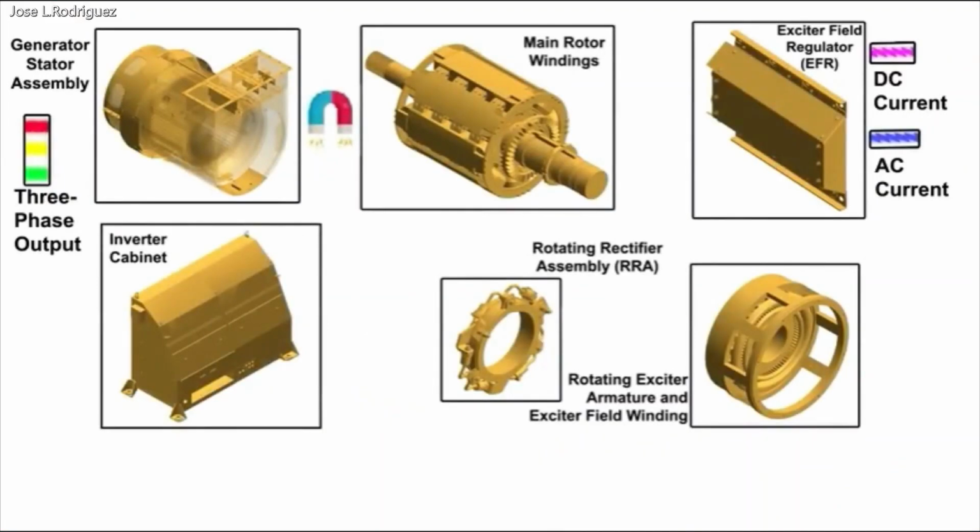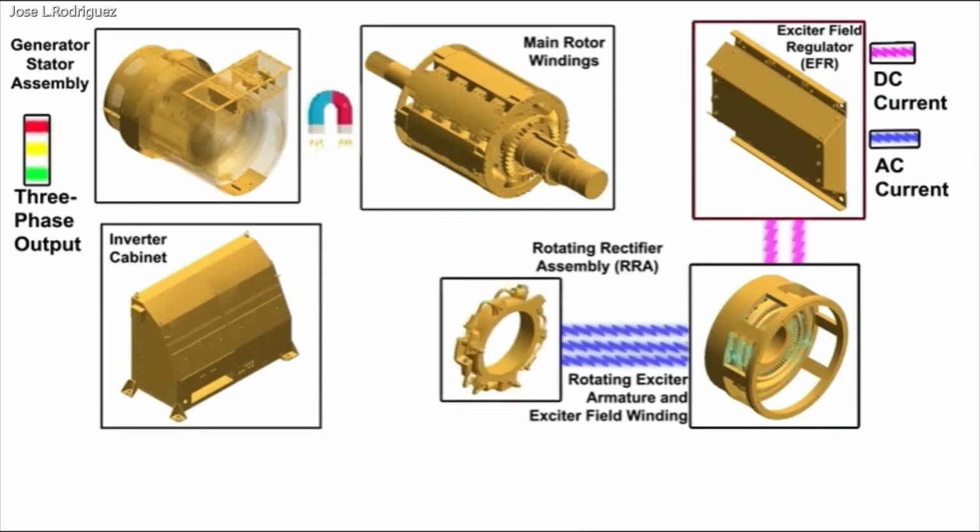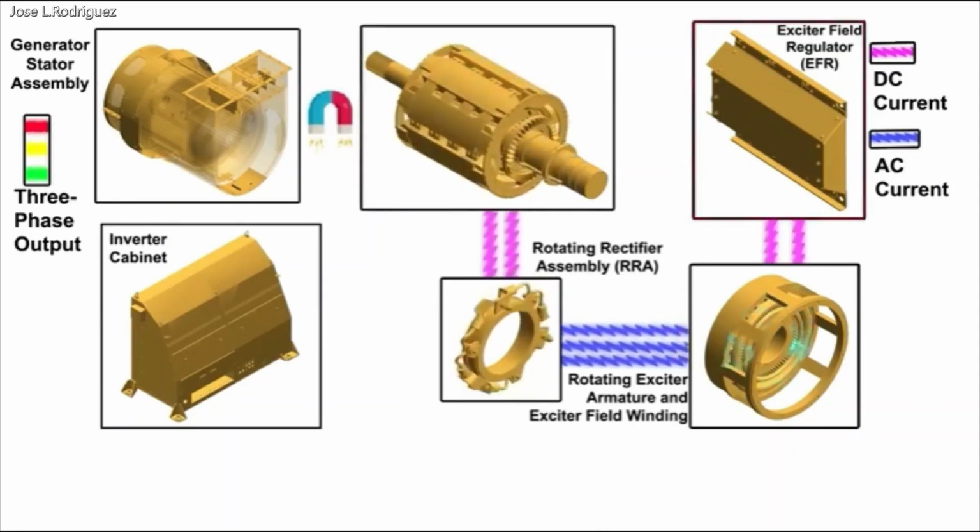Electrical voltage creation from the synchronous and brushless AC generator. The excitation field regulator EFR outputs a relatively small amount of DC current to the stationary exciter field winding. The stationary exciter field winding and rotating exciter armature interact via magnetic fields. The magnetic field interactions and relative displacement generates increased AC current that is sent to the rotating rectifier assembly. The rotating rectifier assembly converts the increased AC current to DC current that is sent to the main rotor windings.